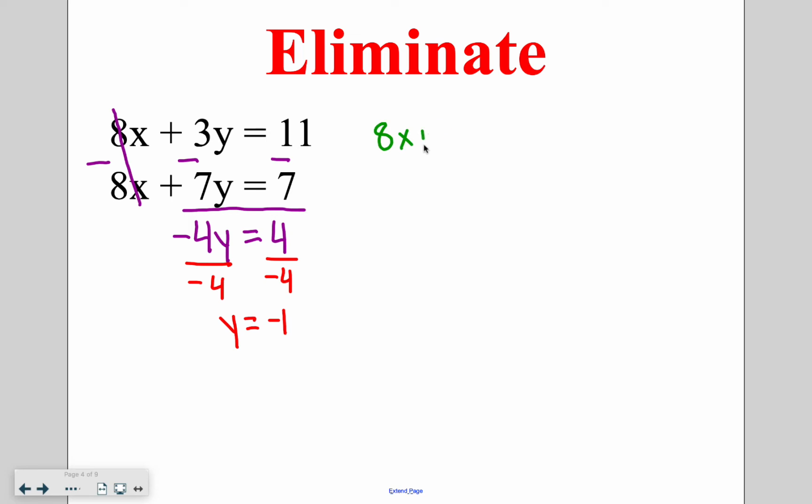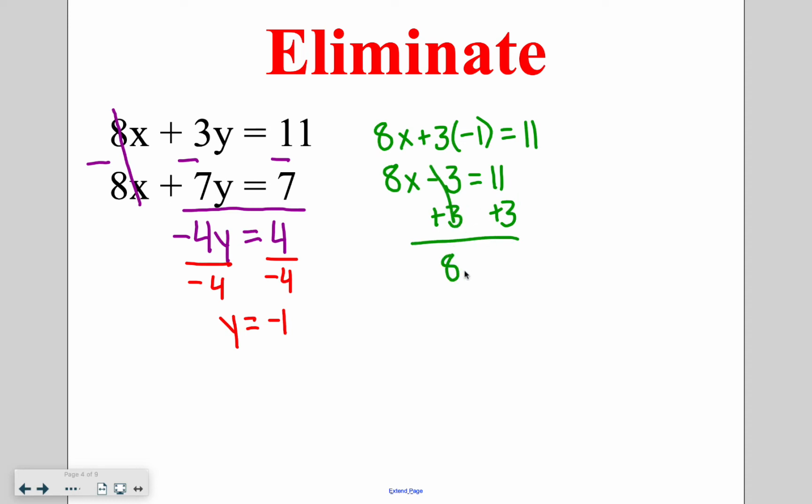So I've got 8x plus 3 times, instead of y, I know y now equals negative 1. And that whole thing equals 11. So now it's 8x minus 3 is equal to 11. Add the 3 on both sides of the equation to eliminate subtracting 3. And I end up with 8x is equal to 14. And then I'm going to divide both sides by 8.